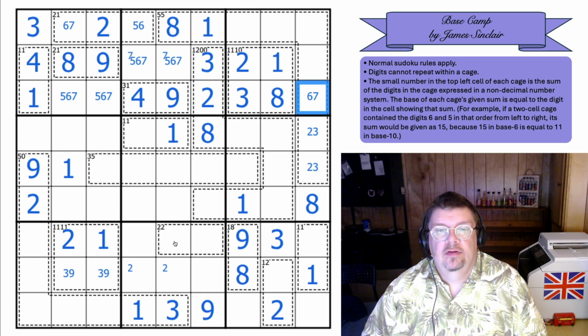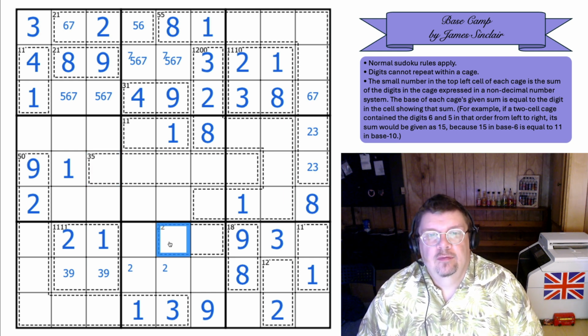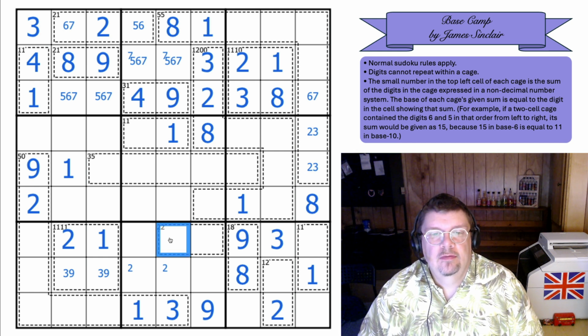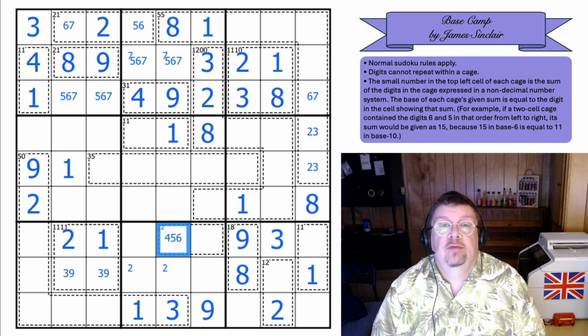So I think we have 2 cages left that have interest. I think this is the first one we should look at. This has a maximum base of 7 by Sudoku and a minimum base of 4 by Sudoku. So if this was 7, 2 7s are 14, plus 2 is 16. So that would have to be 7, 9 to make that 16. So it's not 7. So we're at 4, 5, or 6.